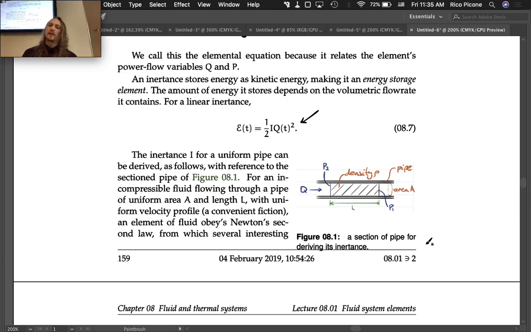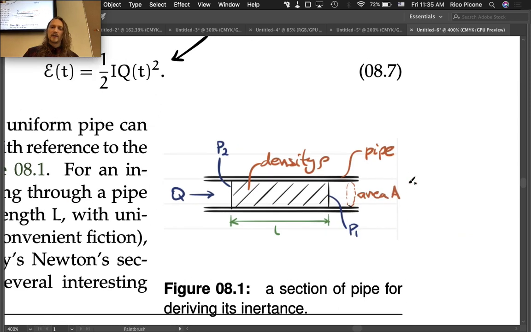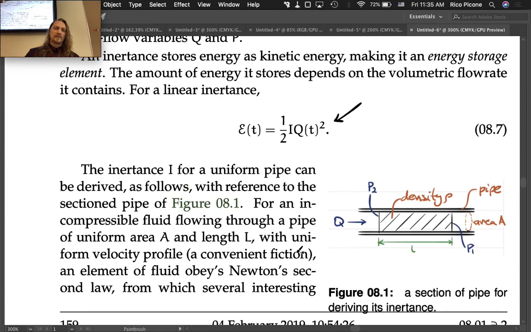So for this pipe, if you look at the cross section of the pipe, I'll zoom in a bit here just to blow this up. We have a cross-sectional area A, density rho of the fluid. We've got a pressure at one location at one end of the pipe, and another location at the other end, so pressure 2, pressure 1. We have a flow rate going through that region, and we're going to take a length of the pipe. Can we define the inertance associated with that? That's what we'll do.